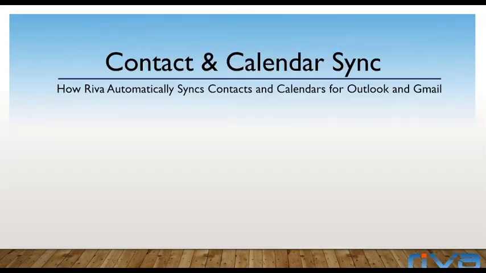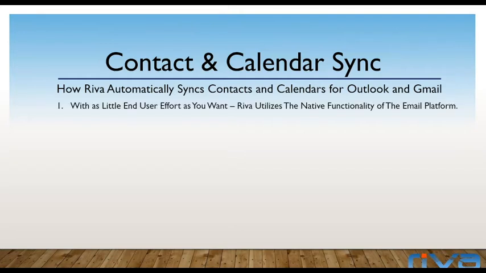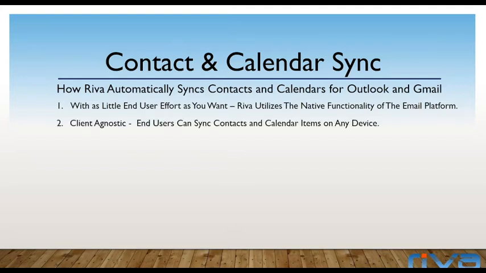So starting with contacts and calendars, it's important to note that end users can sync data as automatically or manually as your workflow dictates by utilizing the native functionality of the email client. Users don't have to do anything outside of their normal process. So to reinforce that point, Riva is client agnostic. The same native functionality that reinforces CRM adoption can be found on any device or web-based service.